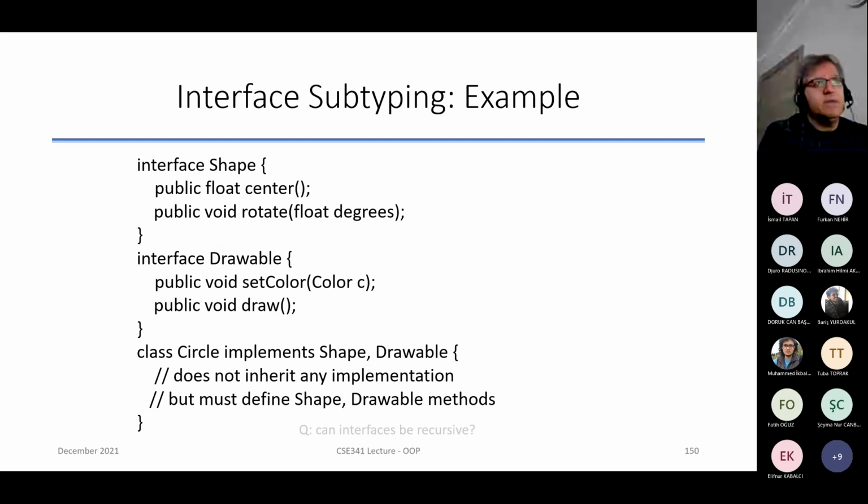So let's look at the interface subtyping. We have seen this one or similar to this one before. You have interface shape. You have public method center and another public method rotate. And then you have interface drawable. You have set color and set drawing. And then you have a class circle that implements both shape and drawable. In this case, it does not inherit any implementation. This is clear, but it must define the shape and drawable methods. All of the methods should be defined and implemented inside the circle class.